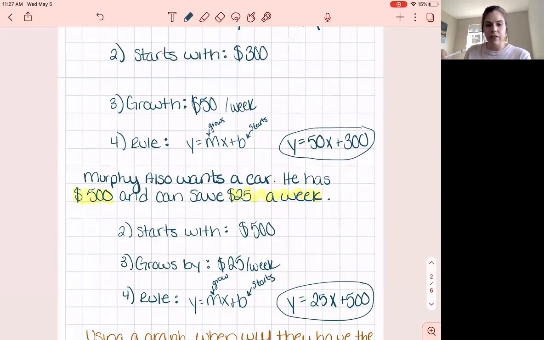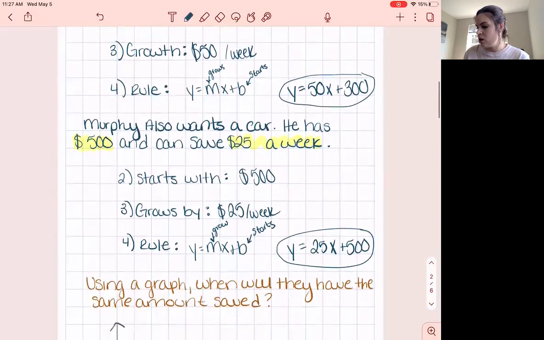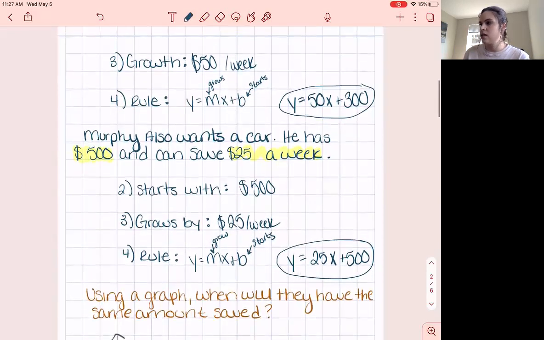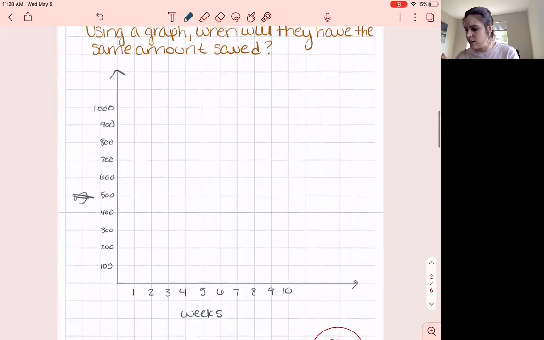So that's half of this lesson. Half of this lesson is writing the rules. And then the next half is being able to answer questions. So now that I have the rules, we're going to answer this question. It says, using a graph, when will they have the same amount saved? So this is our systems of equations. We're going to graph both of our rules, and when they cross, that shows us when they have the same amount. So go ahead, and here's what I've drawn.